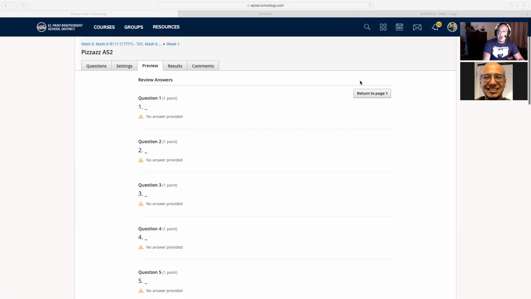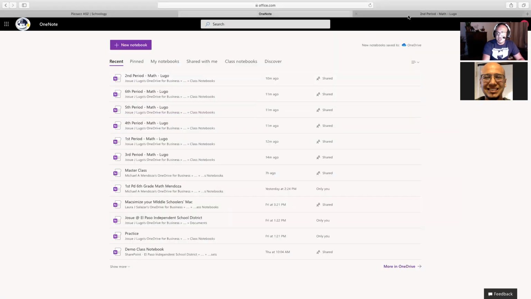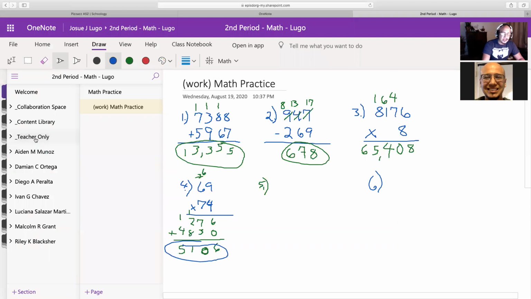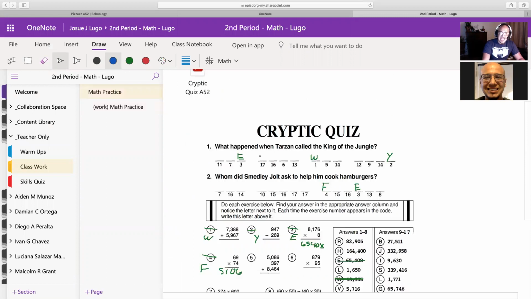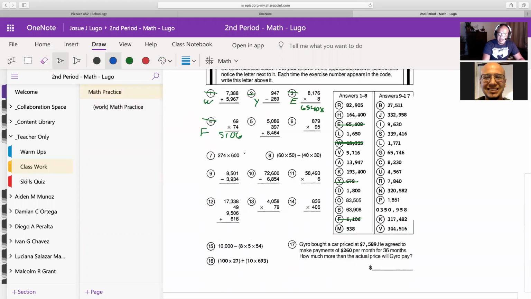So again, for our assignments, we're going to go to our OneNote notebook. So we go to OneNote. We know how to access OneNote. Under OneNote, you're going to go to your name. You're going to click on Classwork, and you're going to go to Math Practice. Here's the actual worksheet. Remember that you can zoom in and out.